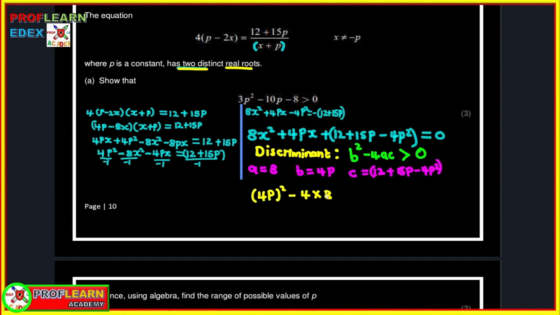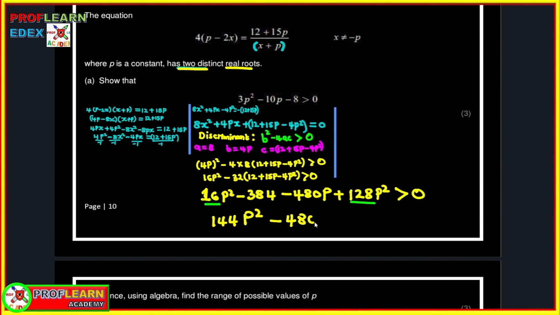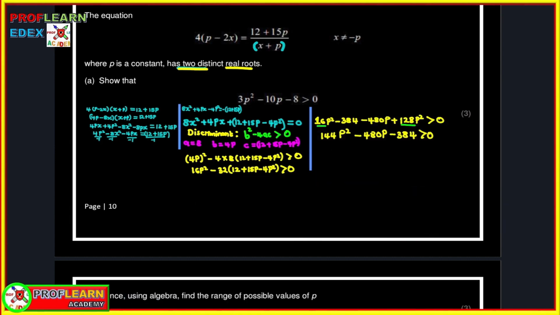So substituting into that formula of discriminant and putting the like terms together, we are going to land and have our equation resulting to 144p squared minus 480p minus 384 is greater than 0. So remember, we want to arrive at 3p squared minus 10p minus 8 is greater than 0. We can divide all through by 48, which is going to reduce to the expression that was required in this particular question.